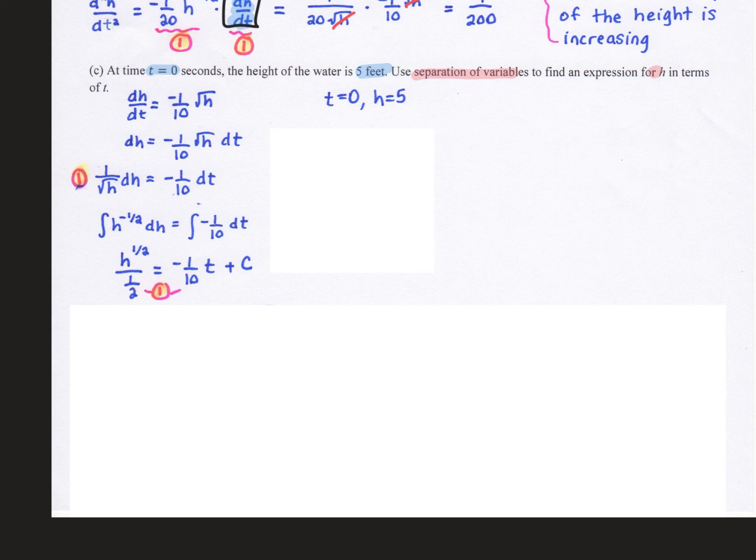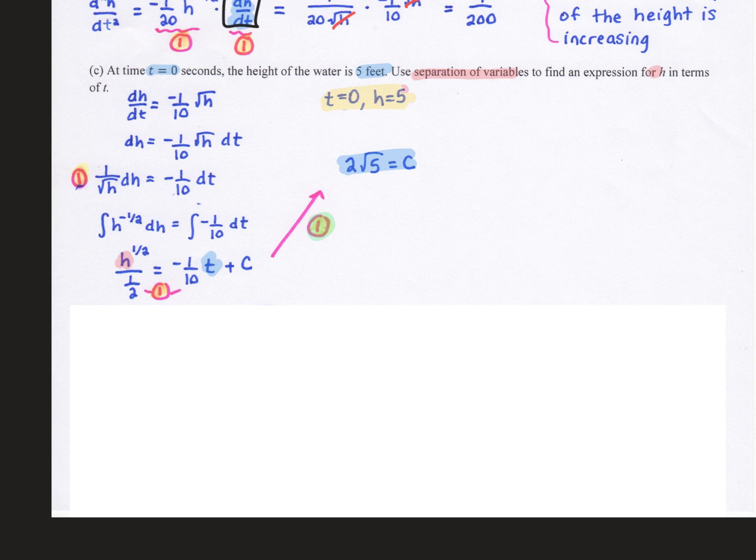Our next move is going to be to solve for c. And I replace the h with my 5, and my t becomes a 0. And that gives me this value of c. Using that initial condition and writing the plus c is what this point is for. So even if you have incorrect antiderivatives, but you plug that initial condition into your incorrect antiderivatives, you are still eligible to receive this point over here.